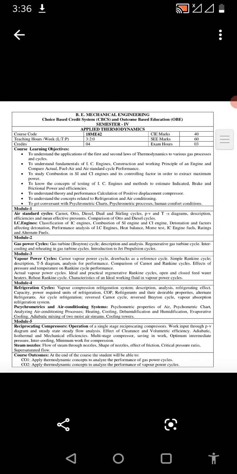And lastly, you have reciprocating compressors as well as steam nozzles. Reciprocating compressors are what you use when you go and blow up air in your bike or car tyre, right? So that is basically a reciprocating compressor. Here we will see how we can improve the efficiency of the compressor.